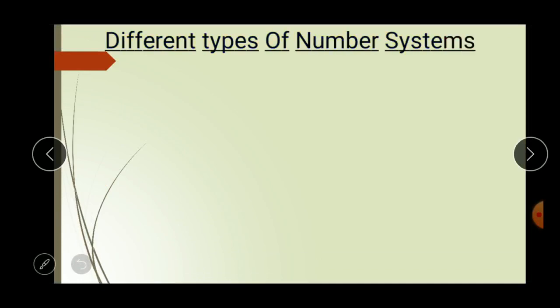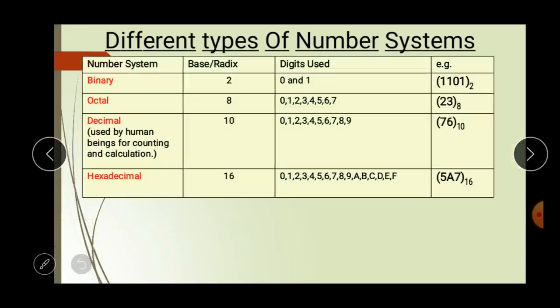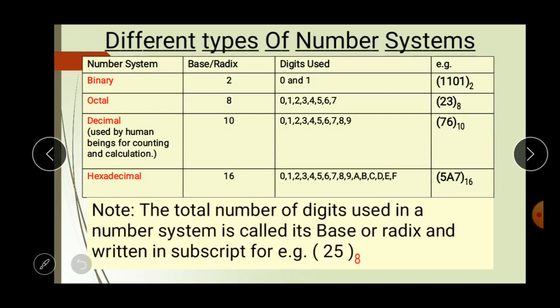So let us take a quick view of different types of number system. You are watching a chart where in the first column there is the introduction of the number system. The second column is of base, also known as radix. The third column is for the representation of all the digits used by that particular number system, and the next column is an example for that particular number system. So let us go to the first point, that is the binary number system.